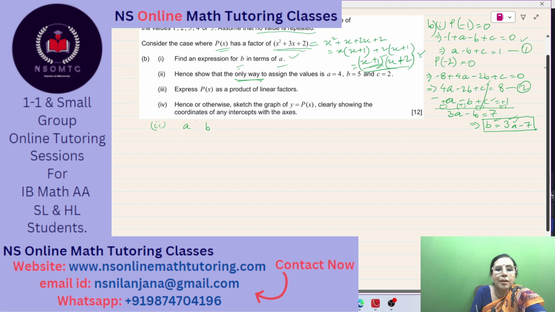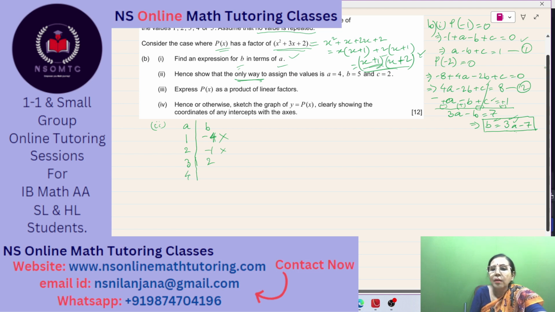So I'm starting with a as 1. When a is equal to 1, what is the value of b? 3 times 1 is 3. 3 minus 7 is minus 4. So b equal to minus 4 cannot be taken because a, b, c can have values 1, 2, 3, 4, or 5, and no value can get repeated. So this cannot be taken. So what about 2? 3 times 2 is 6, minus 7 is minus 1. This cannot be taken. 3. 3 times 3 is 9, minus 7 is 2. This can be taken.